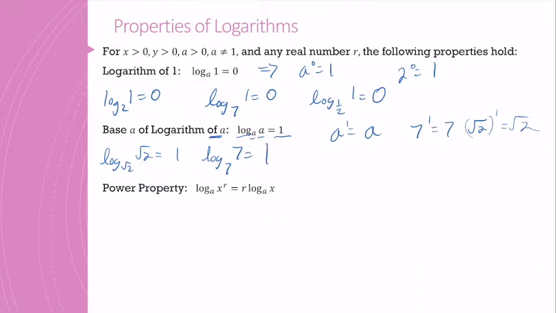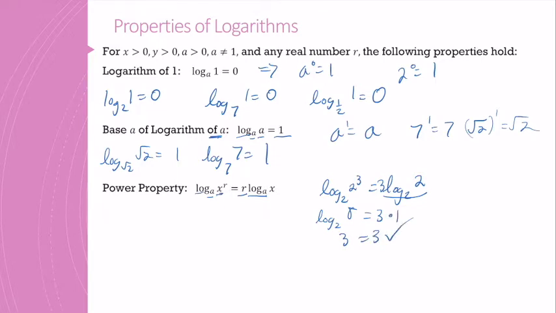Next, I have the power property, and the power property is this. If I have log base a of x to some exponent r, that's the same as r times log base a of x. Let's take a look at this. So let's say I have log base 2 of 2 cubed, and I know that's going to equal 3 times log base 2 of 2. Well, log base 2 of 2 cubed, that's log base 2 of 8, which is 3. That would give me 3 times log base 2 of 2, which is 1, so 3 equals 3.